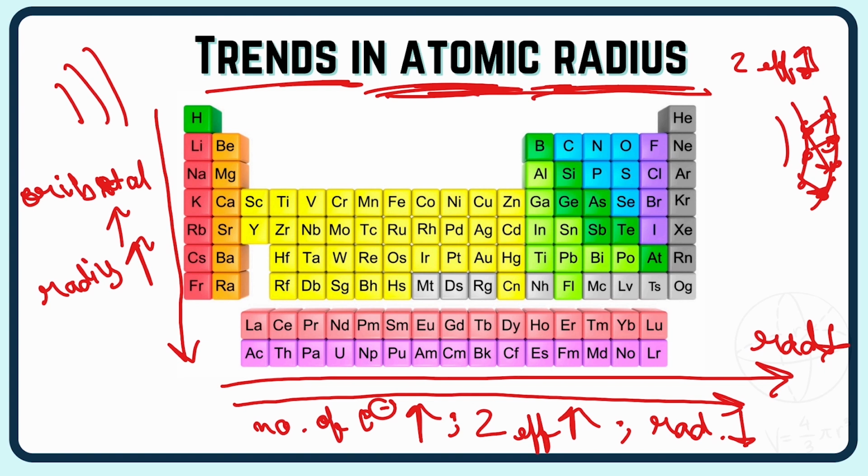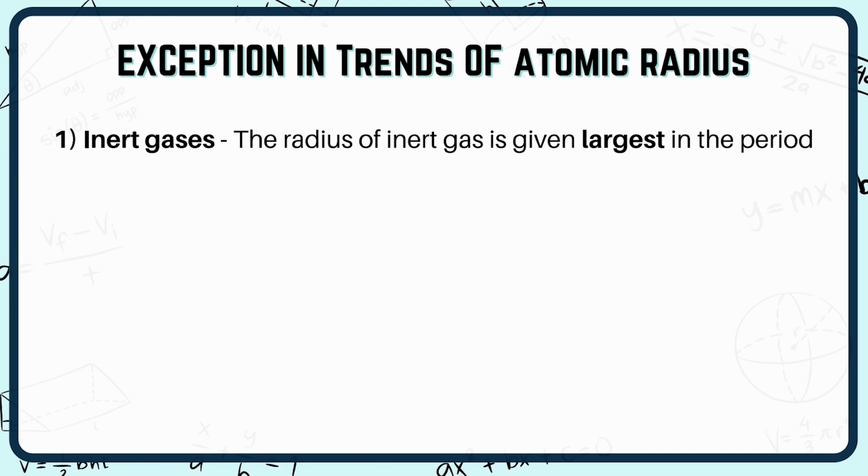There are a few exceptions to this trend in atomic radius, and that is important for the exam. Questions come from those exceptions as well. So there are 4 exceptions that we are going to discuss here. Let's look at those 4 exceptions.